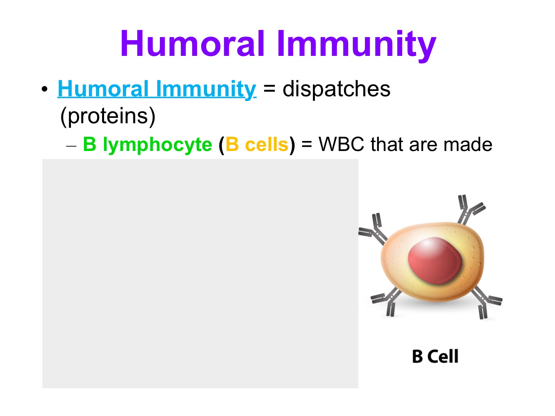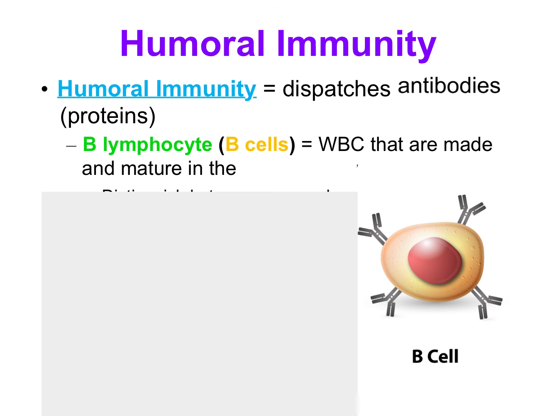So as we said, humoral immunity is one of the ways that adaptive immunity works. It's one of the mechanisms. So what humoral immunity does is that it is dispatching our antibodies. And one of the cells that accomplishes this is our B lymphocytes. And if you remember, lymphocytes is our word for white blood cells. So they are B cells that are made and mature in our bone marrow.